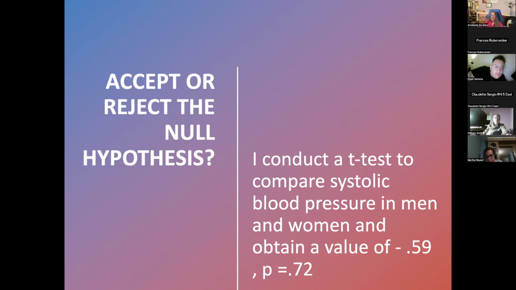not less than 0.05. So again, people think what I ask them is a trick question. No, 0.72 is greater than 0.05. The probability is greater than 0.05, so we accept the null hypothesis.